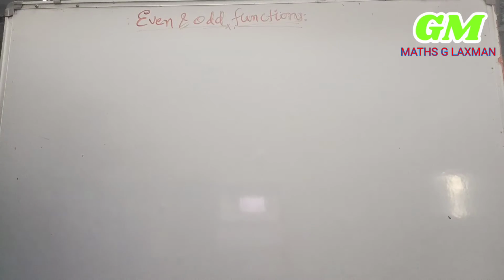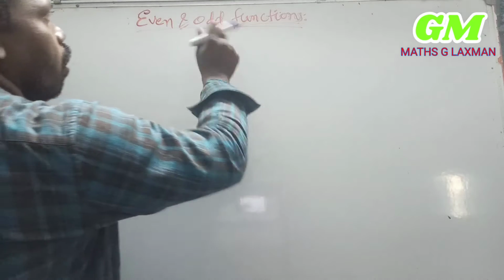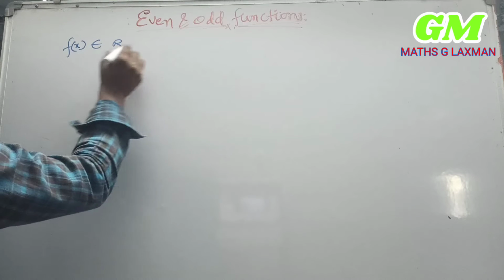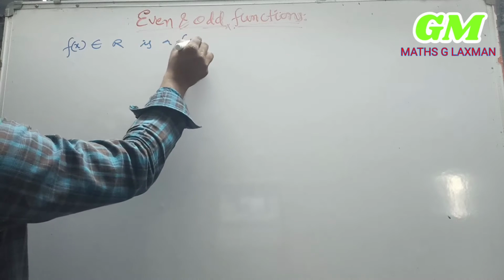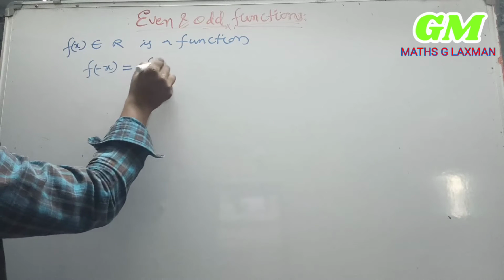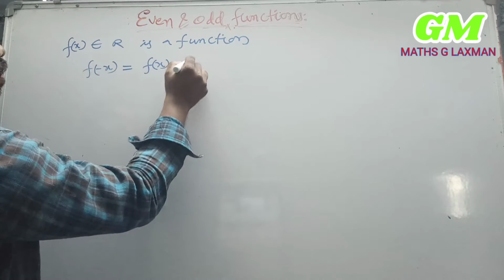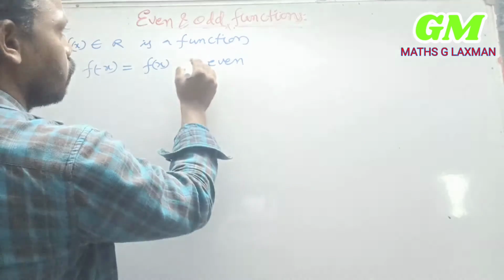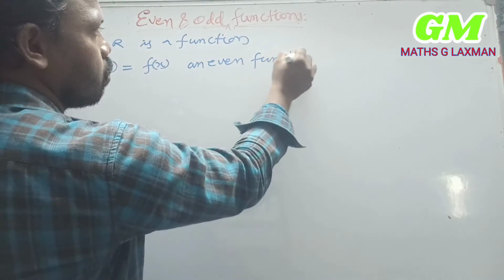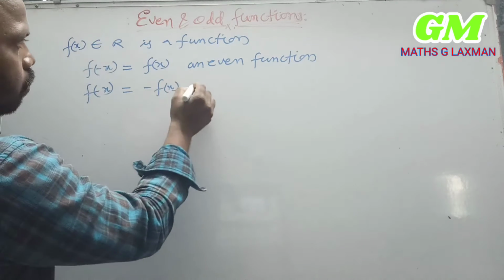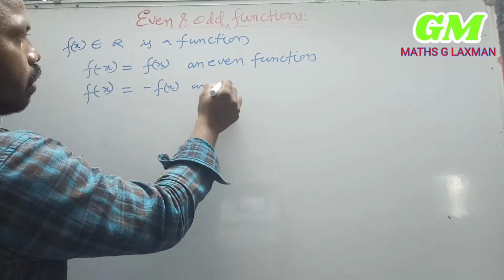Hello everyone. Today we are going to discuss even and odd functions. What is an even function and an odd function? Let f of x be a function, where x belongs to R. Now if f of minus x is equal to f of x, then we call it an even function. If f of minus x is equal to minus f of x, we call it an odd function.